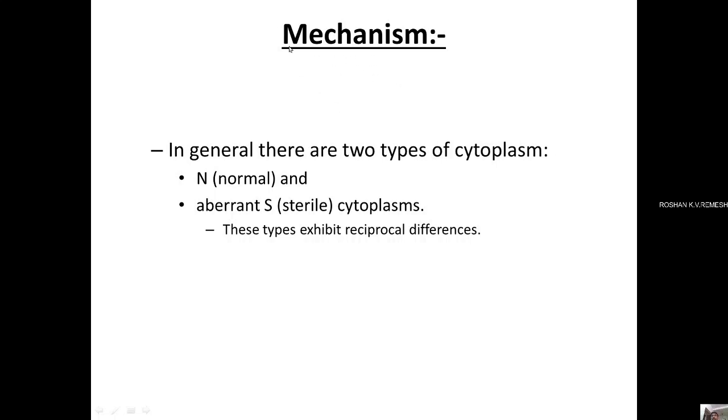Now we can move on to the mechanism behind the cytoplasmic male sterility. First of all, we can observe the cytoplasm. In those sorts of plants, there are two kinds of cytoplasm. The first one is the normal one, and the second one is an aberrant one. Aberrant means abnormal.